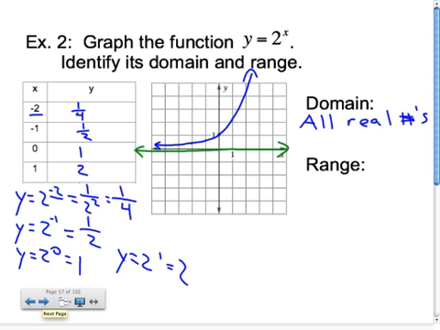Now my range, a little bit different here. Range is the restriction on your y values. You notice that when it comes to going up, in the positive direction for y, that thing's never going to stop. That's why we have that arrow on there.